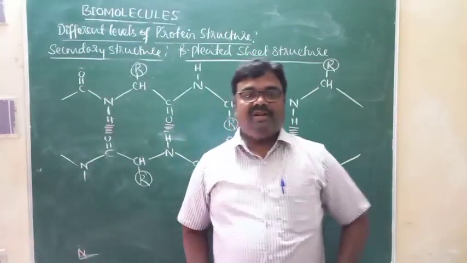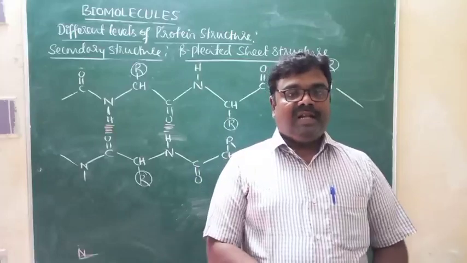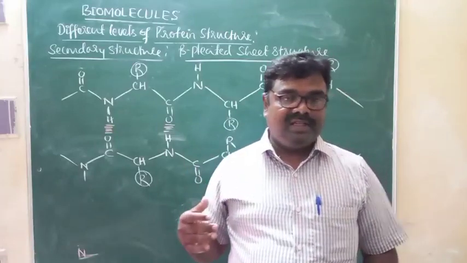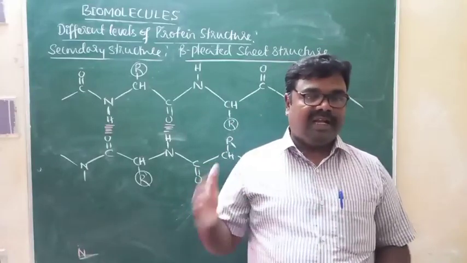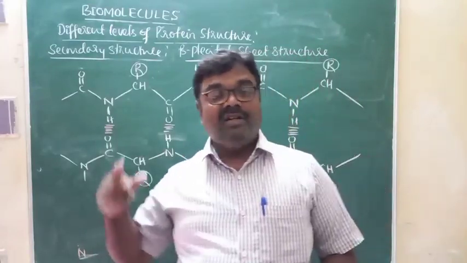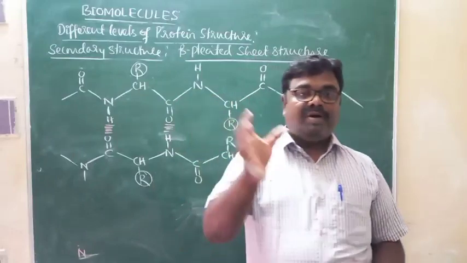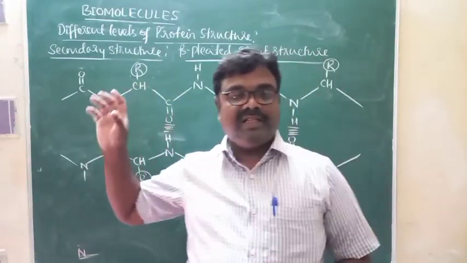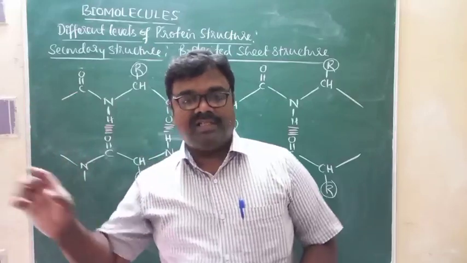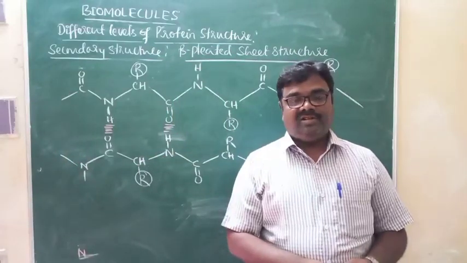And as far as proteins are concerned, proteins may not have the same kind of secondary structure throughout the length of the protein. Some part of the protein may have alpha helical structure, some part may have beta pleated sheet structure. So this is what we call the secondary structure of protein.